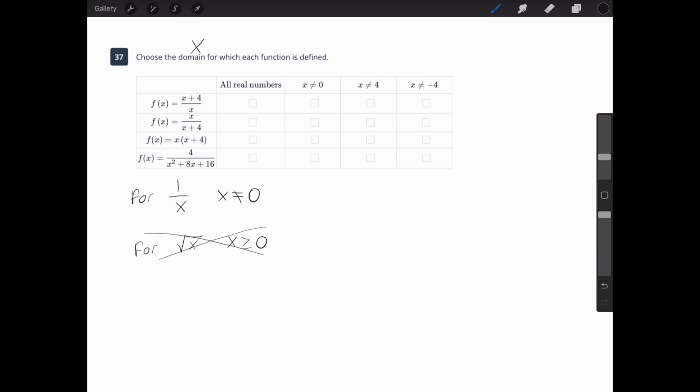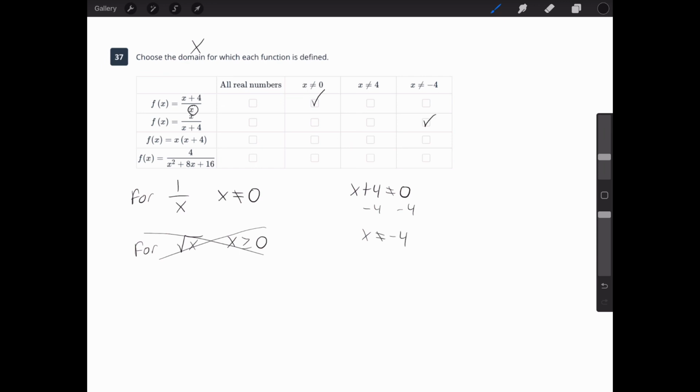Let's look at our first problem. Here we have an x at the bottom, and we know that cannot be equal to 0. So that's our first answer. And the next thing is we have x plus 4 on the bottom. So let's make the same rule. That cannot be equal to 0. If I solve on both sides, I know x cannot be equal to negative 4.